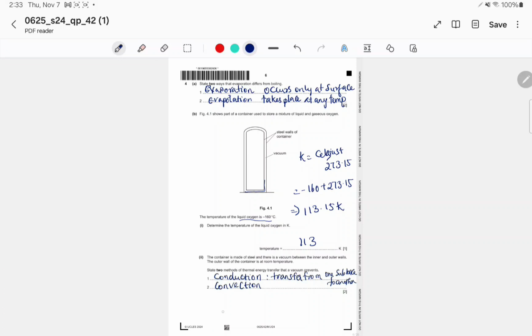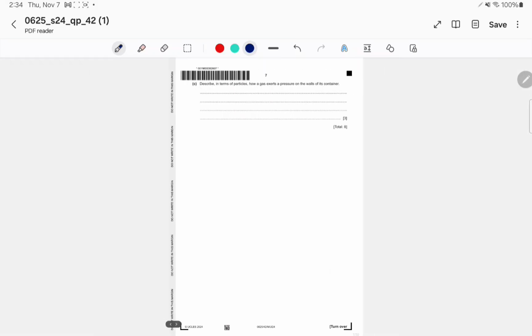In the convection part, heat is transported through a fluid or air, but there is a vacuum here. Convection takes place through air or fluid, but since a vacuum is there, convection can be prevented. These are the two methods by which thermal loss can be prevented.